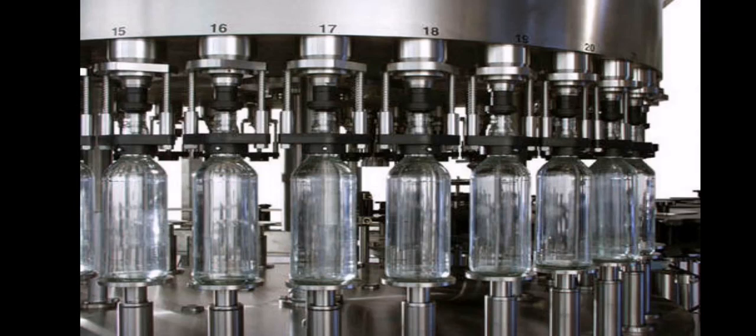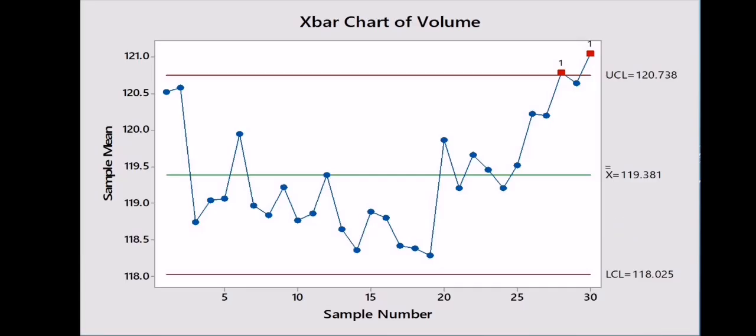The next chart we look at is an X-bar chart. An X-bar chart plots sample means, as the word X-bar suggests. So this is the bottle filling data that was also studied in section 8A when we studied process capability. So samples of 5 bottles each are taken from 30 different batches of a process and plotted on an X-bar chart. Now note that these points are sample means. They are not individual values.